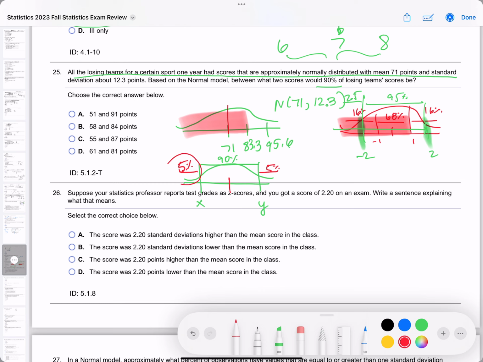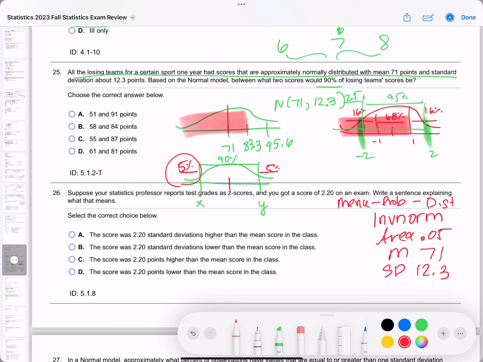So I would look up 95% in my calculator. I'd use inverse norm on my calculator, and the area would be 0.05 for 5%. The mean is 71 and the standard deviation is 12.3. Remember that's menu, probability, distribution, and inverse norm. And that's how you would do that. We did this on a test, you can look up your old test and see it. And you do the same thing then for 95%. If you get it out, this is what you would get: 51 for the 5% and 91 for the 95%.